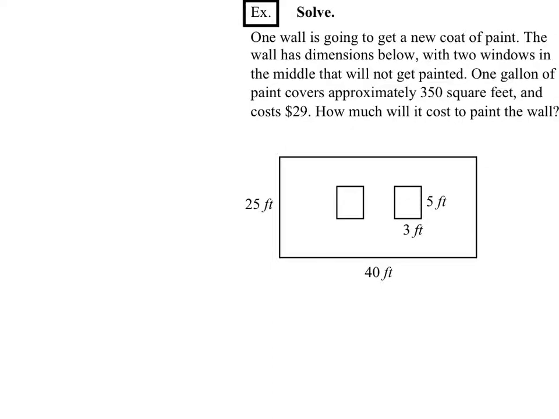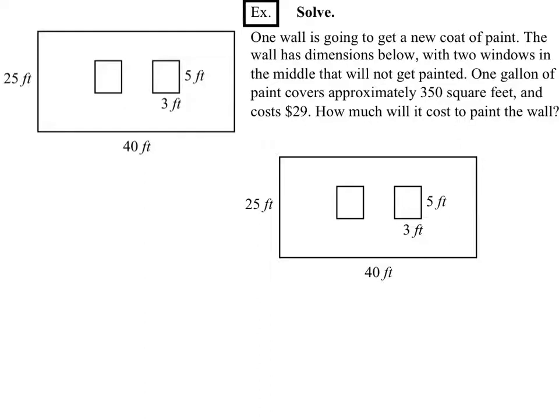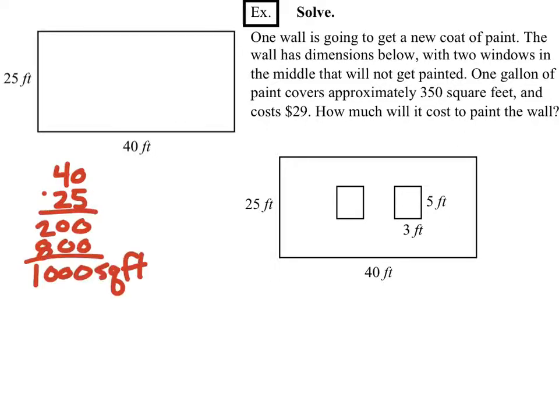So the first thing I'm going to do is I'm going to look at the wall up here like this, but I'm going to look at it without any windows, so I'm just going to erase those out. Okay, so we should get something that looks like this. So this is what it looks like now. It's a 25 by 40 foot rectangle, right? So what I would do now is I would find the area of that rectangle, which is going to tell me how many square feet the wall is. So I'm going to take 40 and multiply it by 25. That's going to tell me the area. So the wall without any windows is 1,000 square feet.